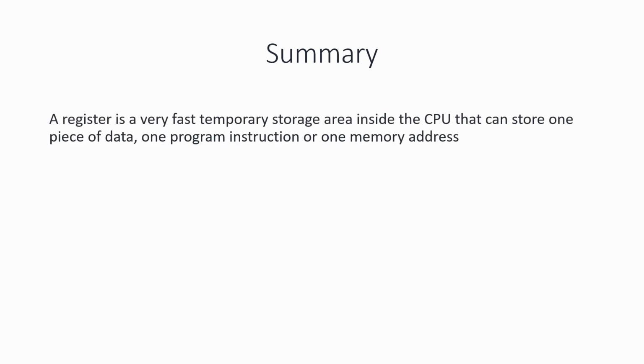Here's a summary of everything you've seen. If you're a student of computer science, you might want to note these points down. A register is a very fast, temporary storage area inside the CPU that can store one piece of data, one program instruction, or one memory address. In the next video, you'll see some registers which store memory addresses.